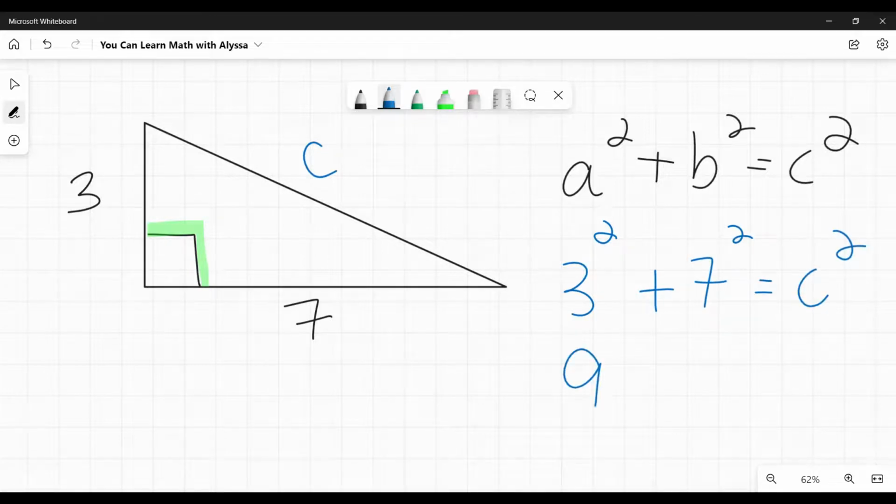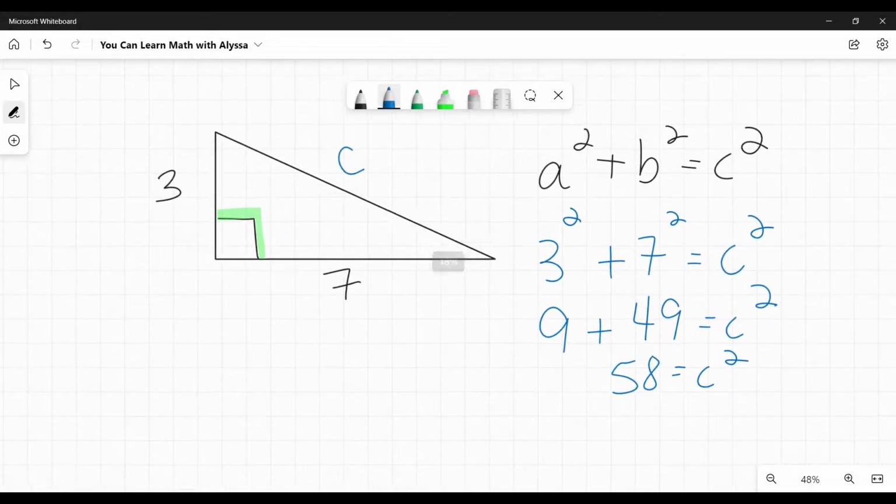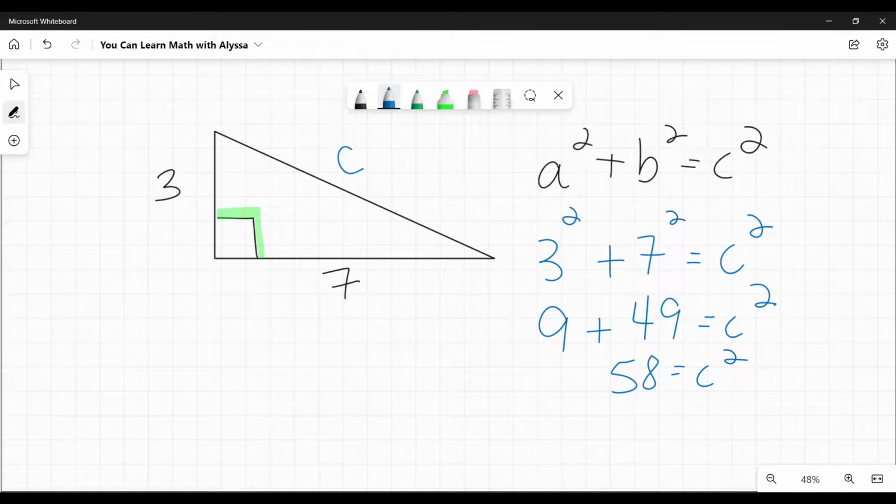3 squared is 9. 7 squared is 49, and that's going to equal c squared. 9 plus 49 is 58 equals c squared. And here's where our square root comes in. To solve that c squared equals 58, I need to undo c being squared. To do that, I'm going to take the square root of both sides. So the square root of 58 equals c.